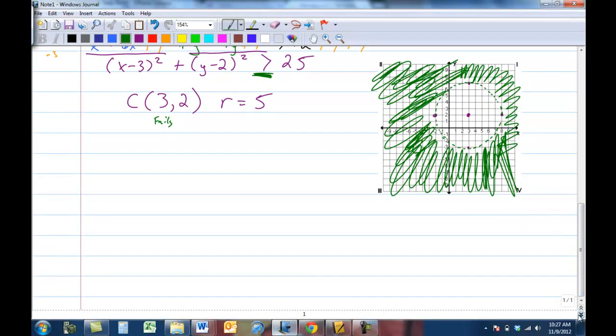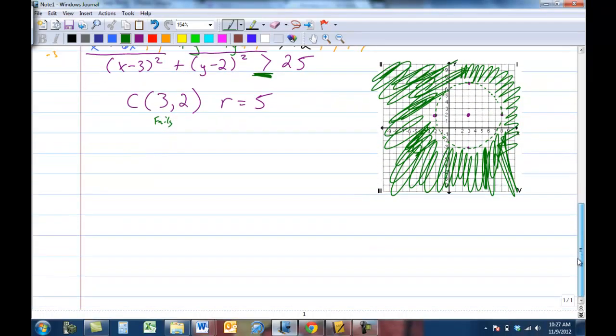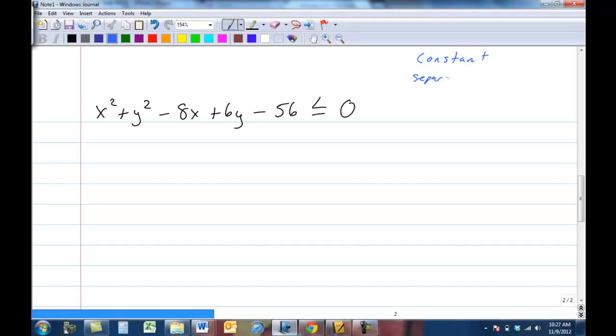All right, let's do a couple more examples. I know some of you might not have picked up on this the whole way, so let's practice that one more time. How about x squared plus y squared minus 8x plus 6y minus 56 is less than or equal to 0. All right, so step 1, get rid of the constant and separate the x's and y's.